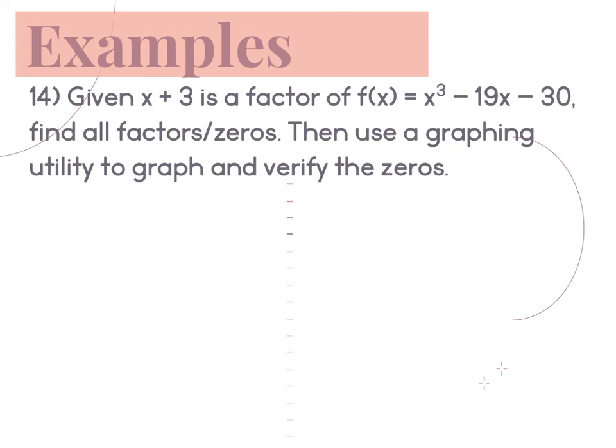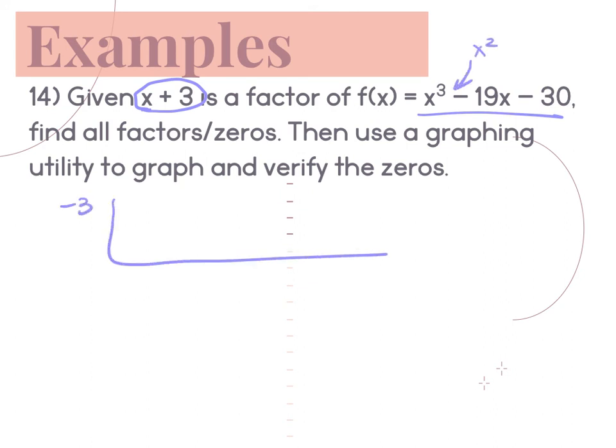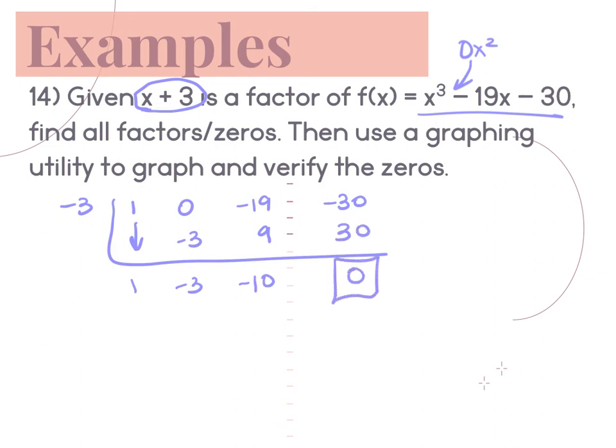So this question, I'll work it through step by step on the video, but I want you to get an understanding of it. It says, given that x plus 3 is a factor of f of x equals x to the third minus 19x minus 30, find all the factors and zeros. So what we have to do is use this to decrease this a degree. So I put a -3 on the outside. This is missing an x squared, so I get 1, 0, -19, -30. I bring down this 1, multiply it, add it, multiply it, add it, multiply it, add it. This has to be a 0 because it's already telling you it's a factor.